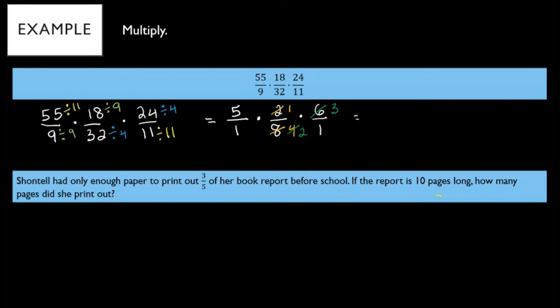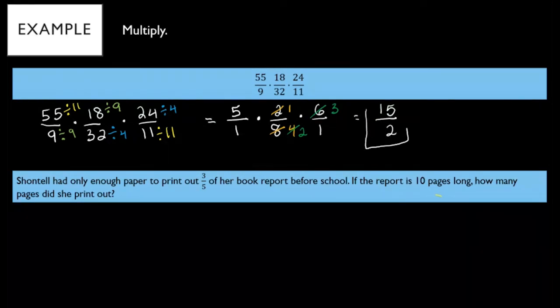So with the result of all of this, we don't have anything more that we can cancel. So you multiply straight across. So I've got 5 times 1 times 3, which gives me 15. And then in the denominator, the bottom, I've got 1 times 2 times 1, which is 2. So 15 over 2, I can't reduce that.